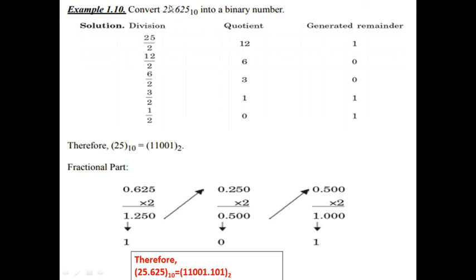So what you will do, you will take 25, it's the integer part, keep on dividing by 2, this is the quotient, this is the remainder. You have to go from below to top. So it is 1 1 0 0 1. This is the binary equivalent of 25. Take the fractional part, 0.625. You have to keep on multiplying by 2 until you get 0, and then write down the answer as it is, these carries.